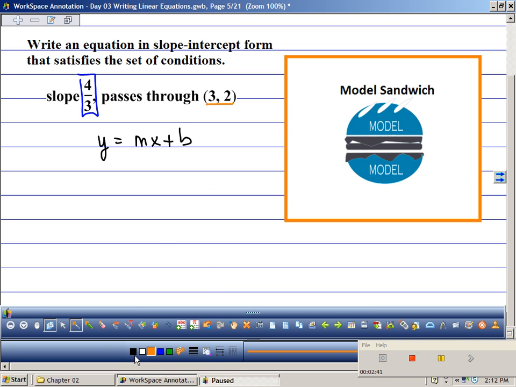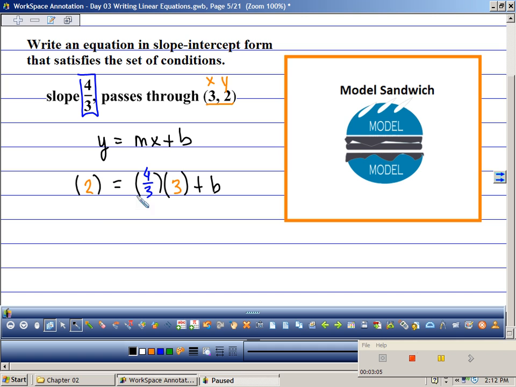So I'm going to go ahead and substitute. I know what y is. I know what my slope is. I know what x is. I just don't know what b is right now, my y-intercept. So let's substitute 3, 2. So this is my x value, that's 3, and my y value is 2. My slope is 4/3.